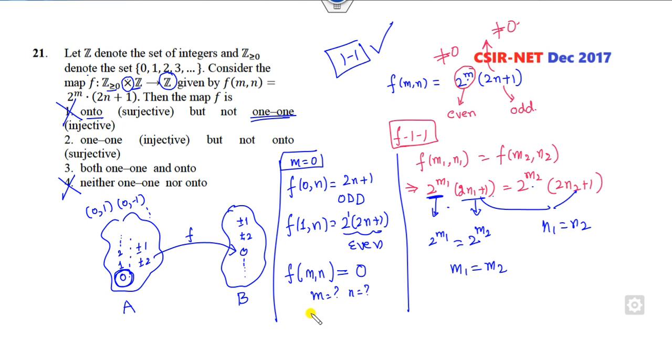What is the meaning of that? 0 belongs to Z, but there does not exist any pair m, n for which the function gives 0. It means this is not onto. So the first option, one-one but not onto, is the correct option. The others are false options.